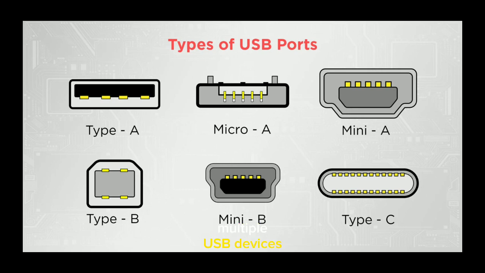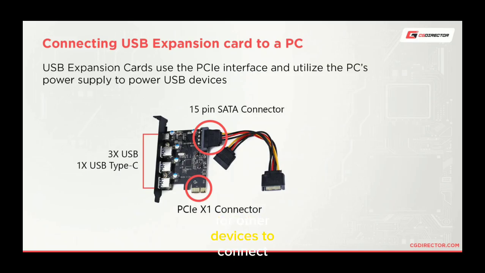Multiple USB devices can also be connected to each other using a USB hub. A USB hub plugs into one USB port and contains additional ports for other devices to connect subsequently. If using a USB hub, plug a separate cable into each device and connect them to the hub individually.